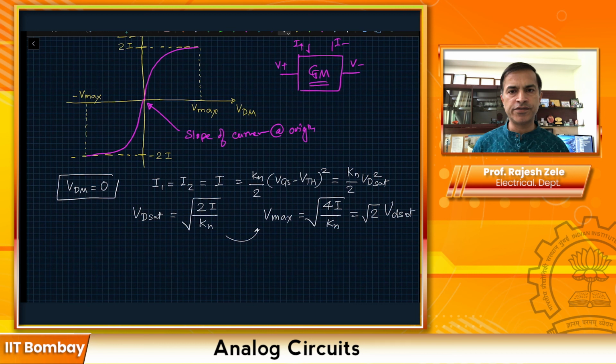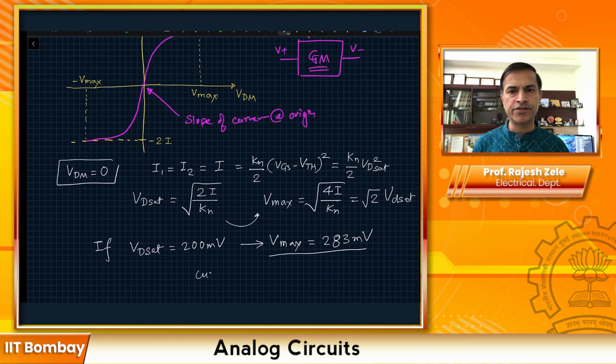What this tells you is that if you choose the diff pair with a certain current and certain W by L ratios, and let's say your VDSAT value is 200 millivolts, pick a number, then my Vmax, the input differential pair voltage, is going to be equal to root 2 times that, which is 283 millivolts. So when I apply VDM equal to 283 millivolts, you expect a complete switch of the current.